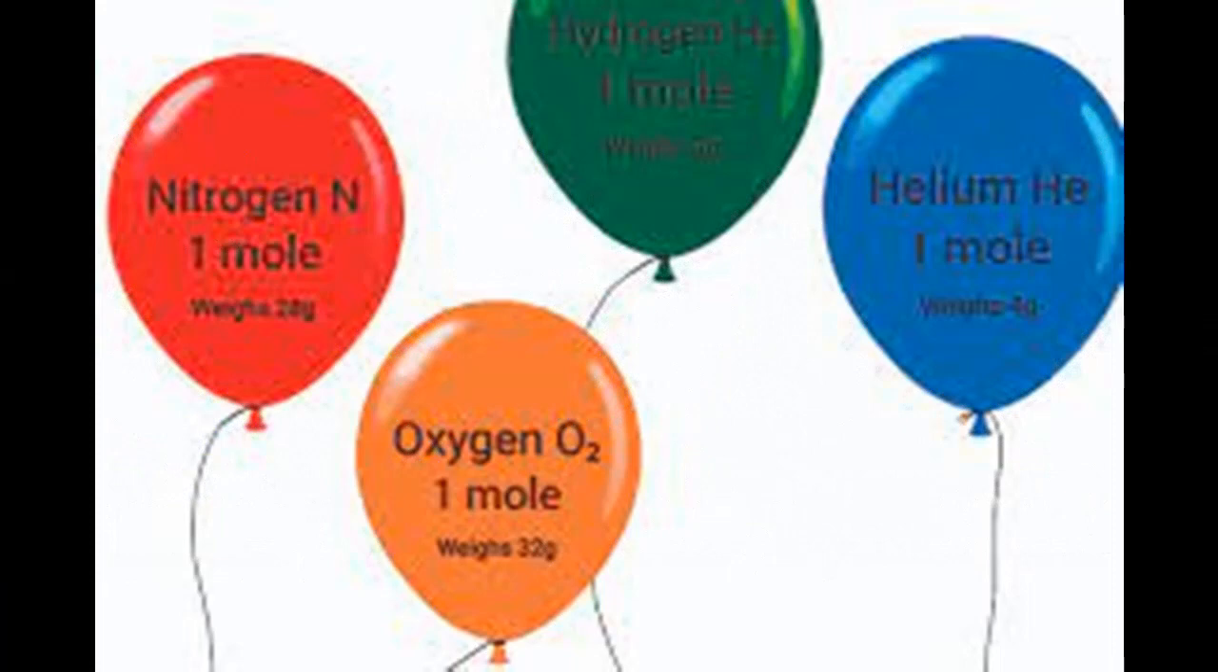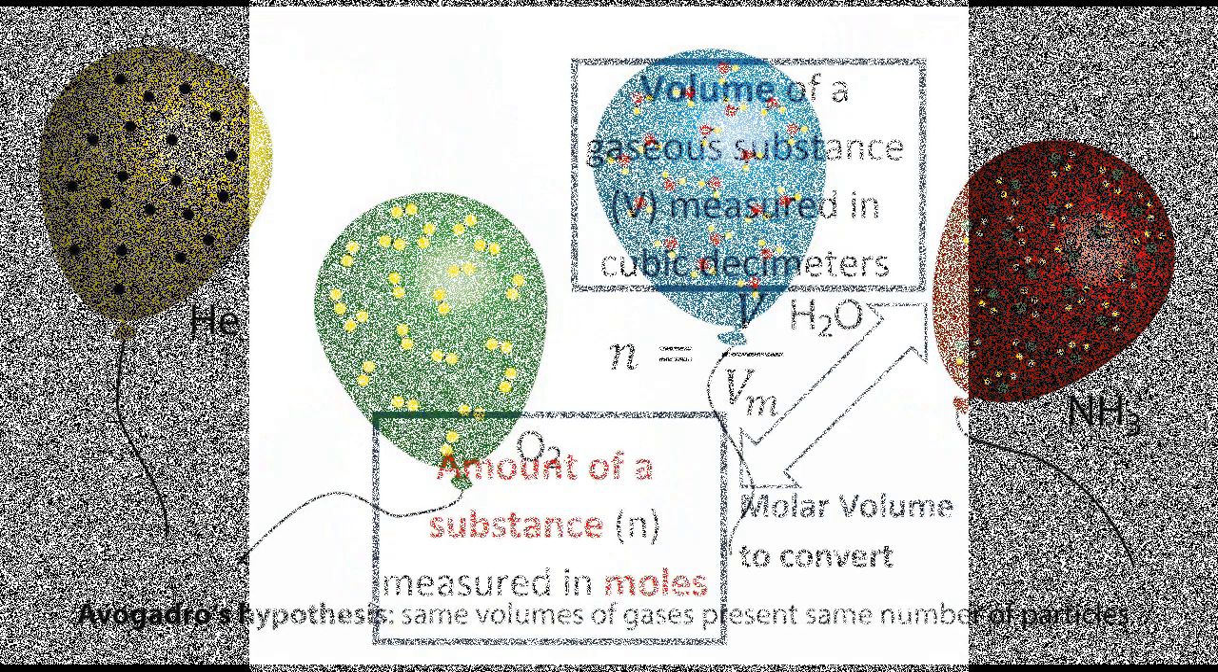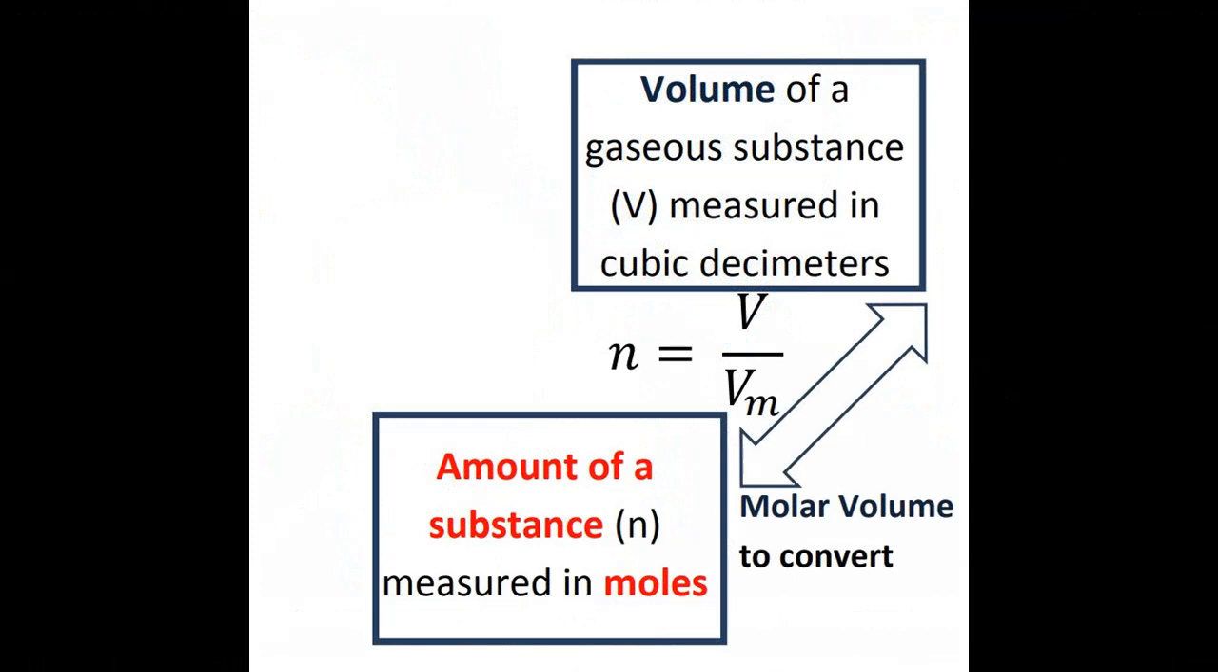1 mole of hydrogen has a mass of 2 grams. 1 mole of helium has a mass of 4 grams. And the number of particles of any gas, whether it's ammonia or water vapor or oxygen or helium, will be the same in each of those balloons at STP. So that is the formula that we can use to calculate the amount of a gas or its volume, knowing that its molar volume is 22,4 decimeters cubed.